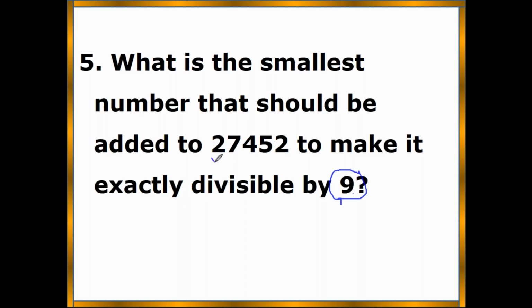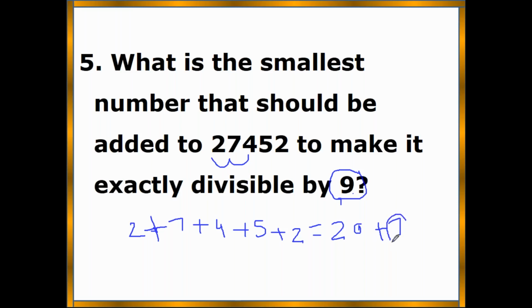Same. The divisibility condition for 9 is the sum of the digits. 2 plus 7, 9. 9 plus 4 is 13. 13 plus 5 is 18. 18 plus 2, 20. So for this 20, how much can we add to get a multiple of 9? 7 is the only possible value. If we add 7 to 20, then the whole sum is 27, to make it exactly divisible by 9.